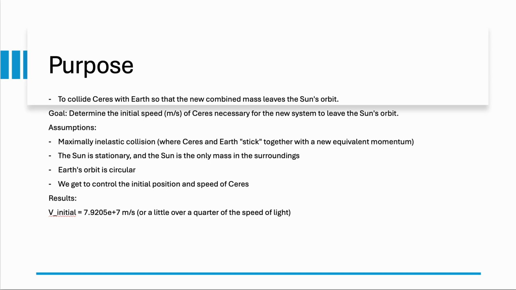So, the purpose of this lab was to collide Ceres with Earth so that the new combined mass leaves the sun's orbit. The goal was to determine the initial speed of Ceres necessary for the new system to leave the sun's orbit. We assumed that it was a maximally inelastic collision, and we assumed the sun was stationary. It was the only mass in the surroundings. The Earth's orbit was circular, and we also got to control the initial position and speed of Ceres. And so we found the initial speed was 7.9205 e to the 7th meters per second, or a little over a quarter of the speed of light.